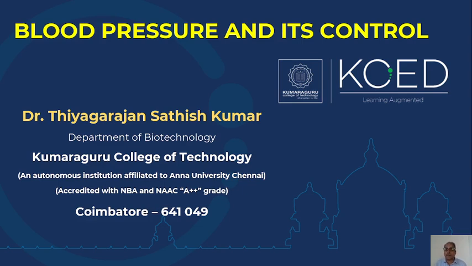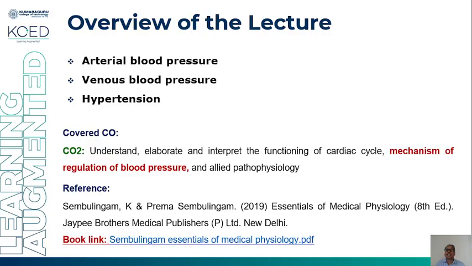So, in this lecture, I am going to deal with how blood pressure can be controlled. The overview of the lecture is we will see how we can regulate, mainly and significantly, arterial blood pressure, what happens to the venous blood pressure and how we can control it, and finally, as pathological variations, we will see different types of hypertension, also hypotension. So this is the reference book which you can follow.